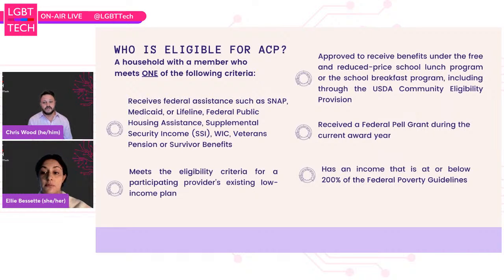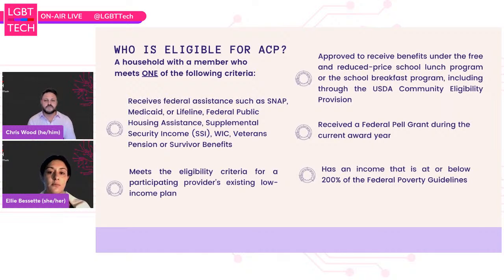If you received a federal Pell Grant during the current award year, so if you received a Pell Grant at any point in time in this year, you would also be eligible for ACP. Or finally, has an income that is at or below 200% of the federal poverty guidelines. And we'll go over that in just a minute. But as you can see from this overview, a huge portion of the United States, in some particular way, might be eligible for ACP. So it's worth looking into. And we're looking at $30 a month for most of the United States, $75 a month for tribal lands, and up to a $100 credit with a participating provider.